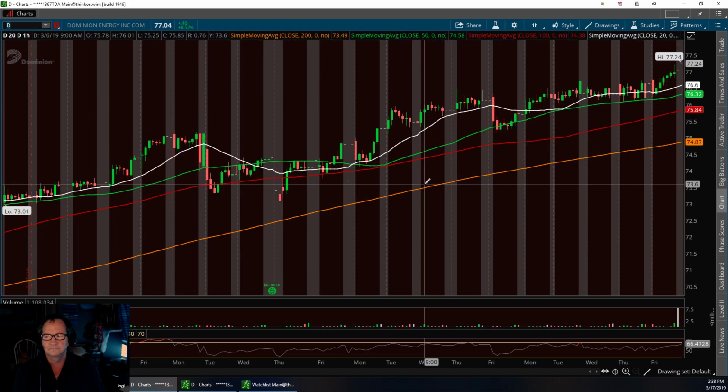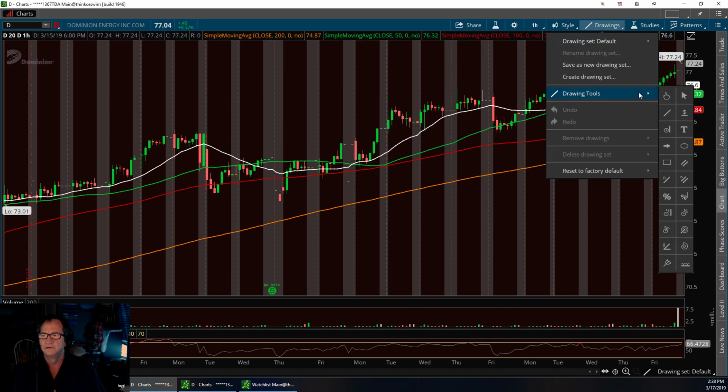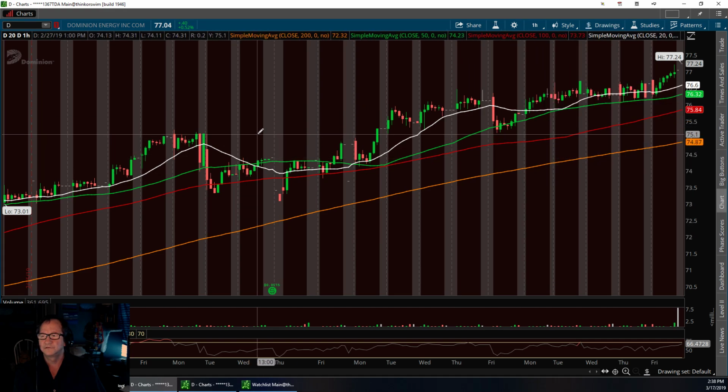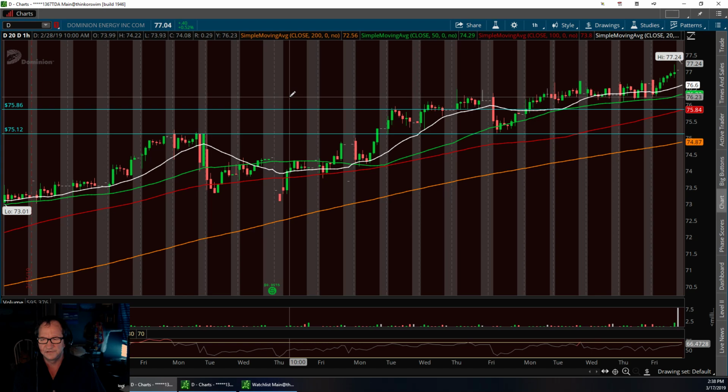D is Dominion Energy. Looks to me like a nice little breakout right there. So we got a support level here at 75. Let me get that trend line going here. 75 all the way up to 75.86. We got another trend right here at 76.23.